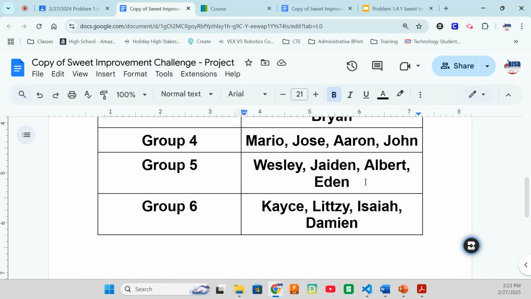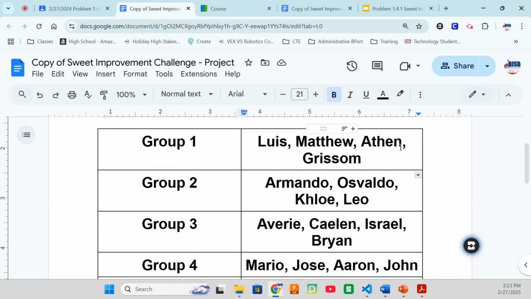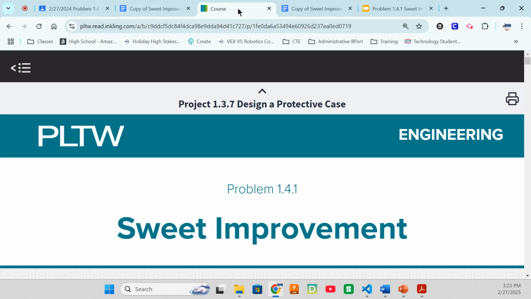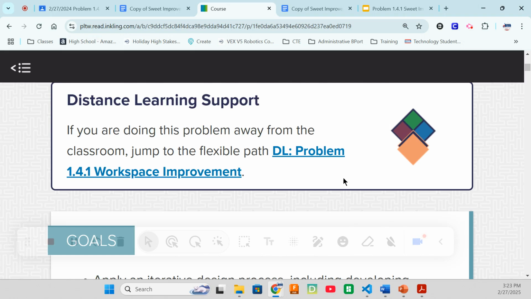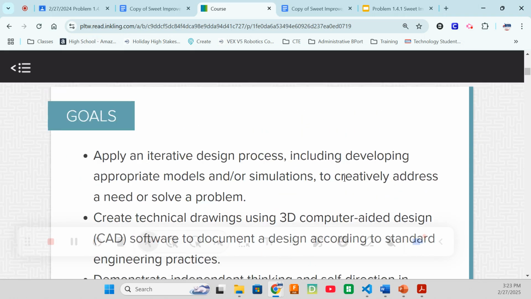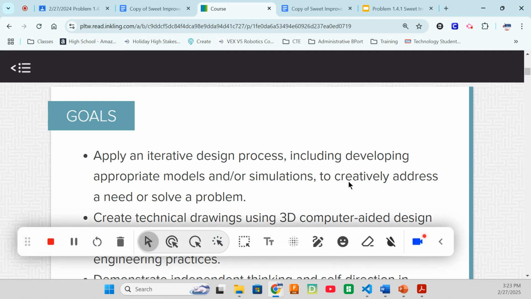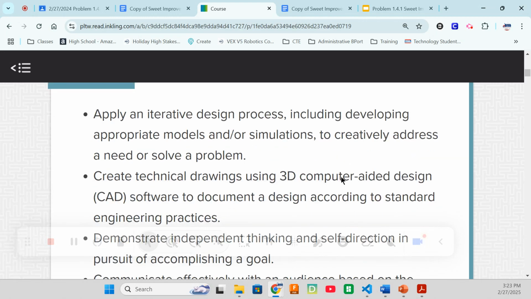Okay, so let's begin. You guys are going to start a project called the Suite Improvement Challenge. And let's go ahead. You could go to your PLTW curriculum. So what are your goals? What do we want to accomplish? What are our objectives for this particular project?